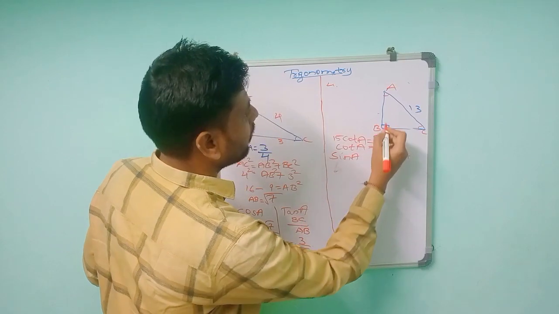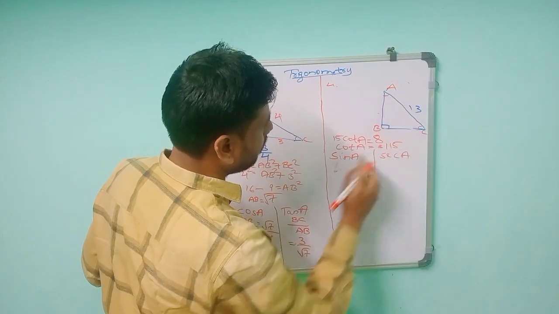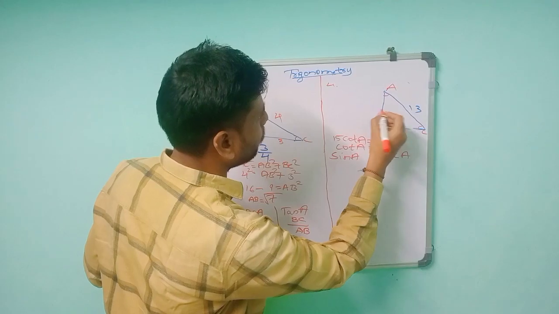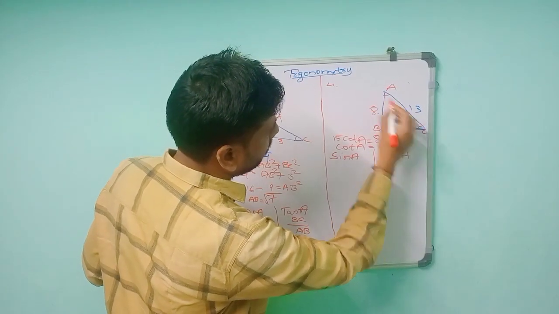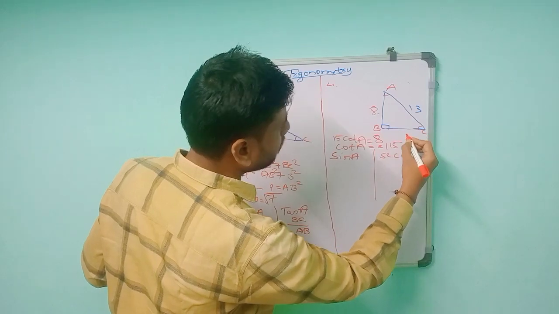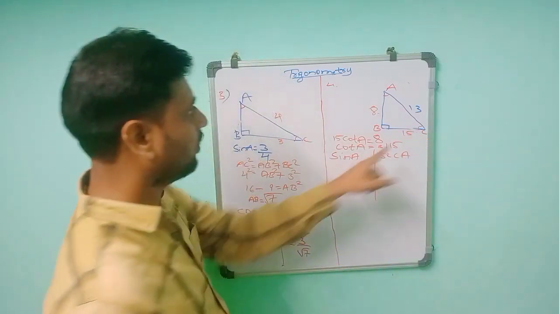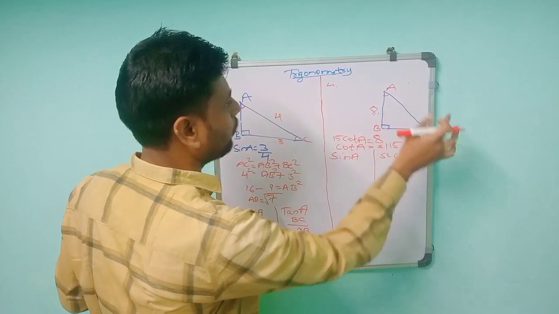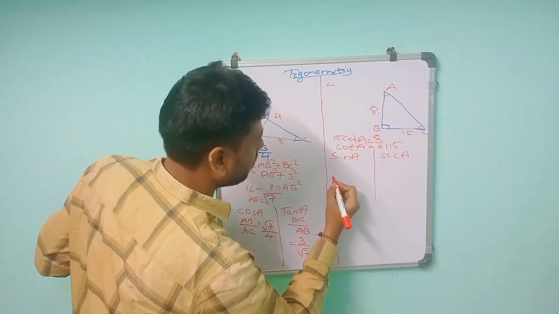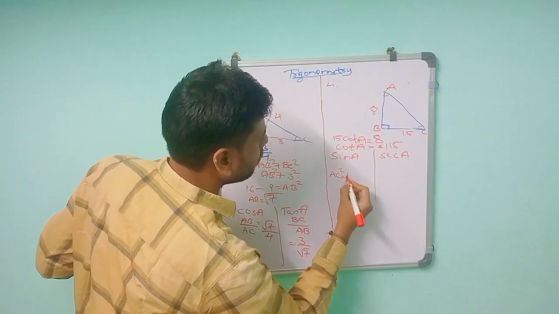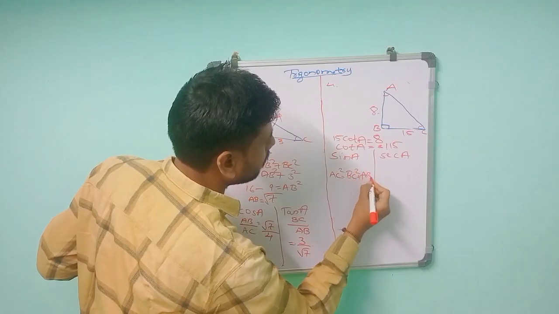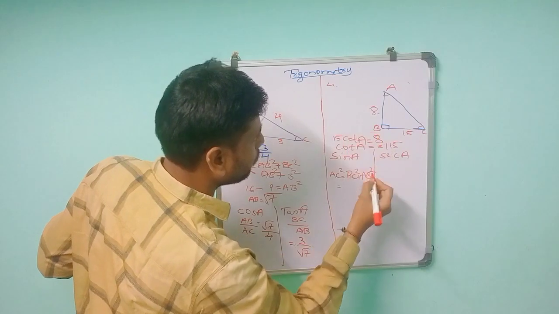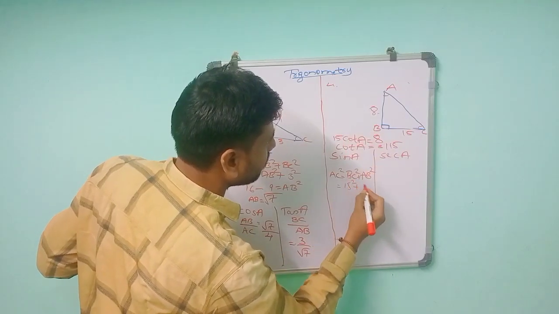So for angle A, the adjacent side is this one, AB, and the opposite is BC, which is 15. You have to find this unknown value. For that, first you have to take AC square is equal to BC square plus AB square. So AC square is equal to 15 square plus 8 square.